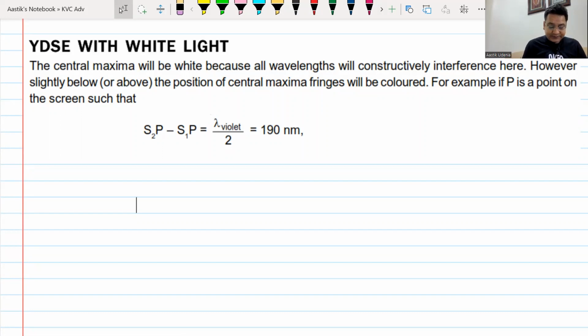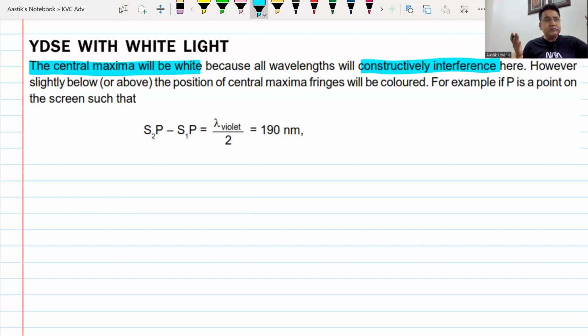Remember this, the central maxima in this case would be white, because whatever happens, at the center point all the waves, which may be of different wavelengths, will have 0 path difference, and they will interfere constructively. Do you understand this? Because for the central maxima, if the point is at the center between the two slits, it doesn't matter what wavelength it is, both the waves coming from both the slits will travel equal distances and we will have constructive interference, and therefore you will have a central white fringe which will be bright. Do we understand this? Yes, sir.